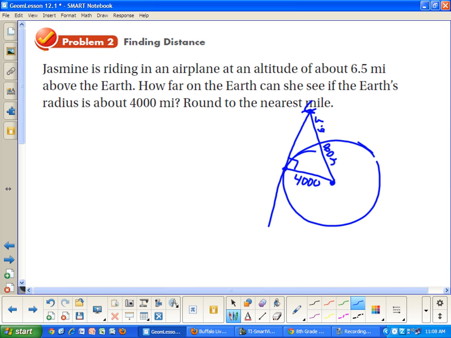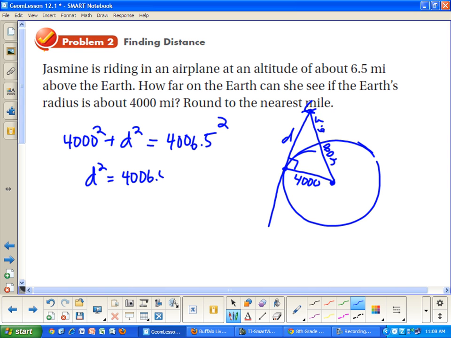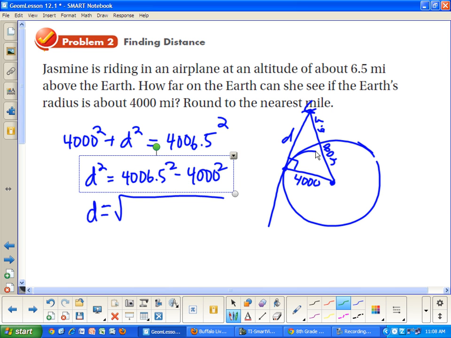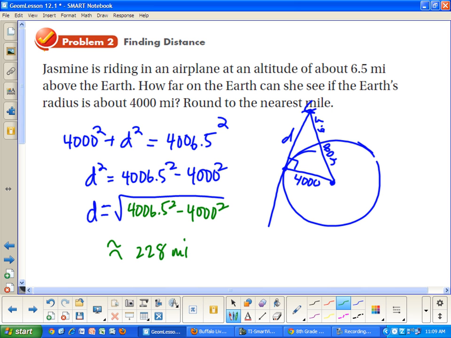So we have a right triangle, so we're going to use the Pythagorean theorem. The legs are 4,000 and our missing distance. And the other distance is 4,000 and 6.5. So we'll square that. That means d squared is equal to 4,006.5 squared minus 4,000 squared. And so d is equal to the square root of that, which is about 228 miles. All right, go ahead, you try that.